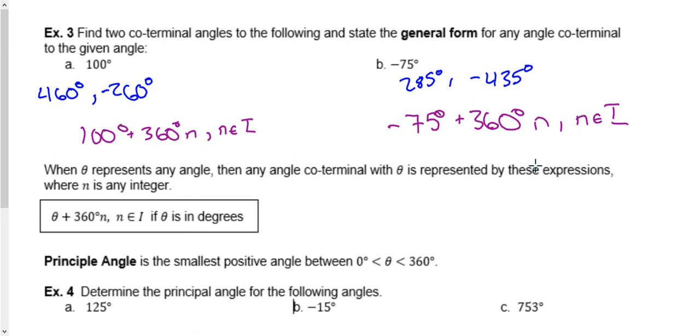Okay, and right here, this is your general note. It says when theta, that's what this symbol is called, theta, represents any angle, then any angle coterminal with theta is represented by these expressions where n is any integer. So whatever your theta is initially, you're going to add 360n to it, and n has to be an element of an integer if theta is going to be in degrees. So basically just sub in your value here. So if you had 100, I'm going to sub 100 right in here. Negative 75 is now theta, and then you'd find your coterminals.